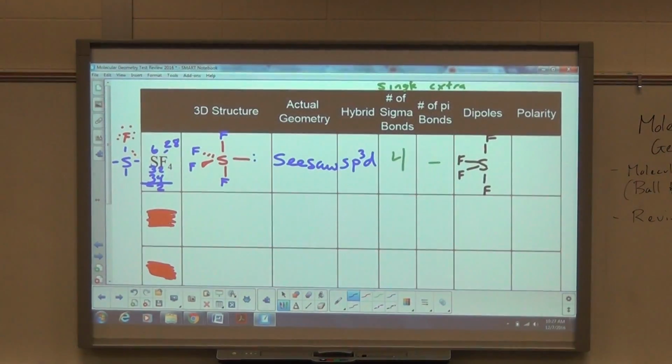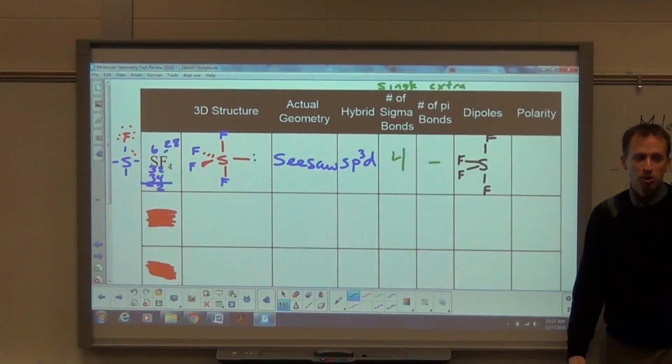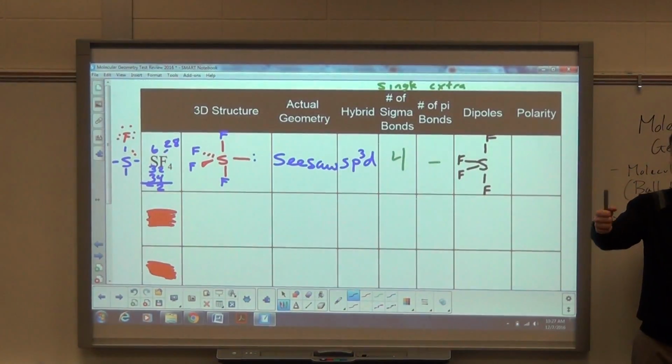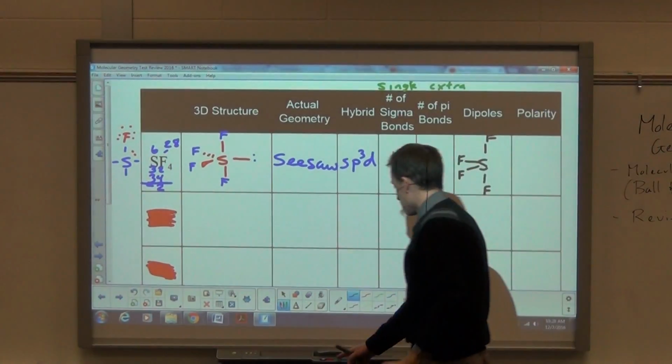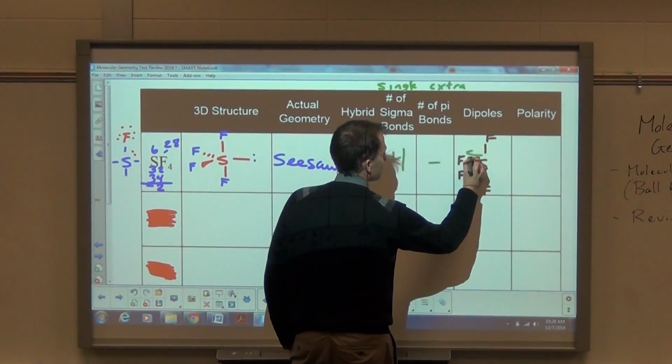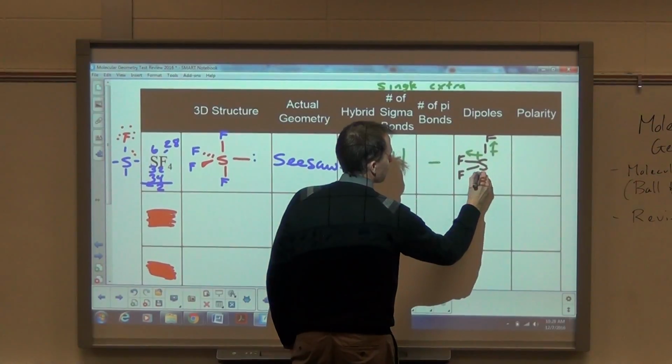And now we have to draw what we call dipoles. A dipole points to the atom that will pull the electrons towards itself. Simply put, more to the upper right. So fluorine always wins, and look at that, we have a fluorine. So I draw little bond dipoles pointing towards the F.